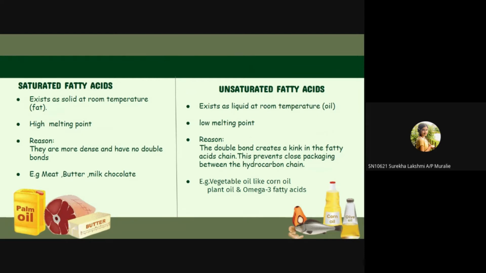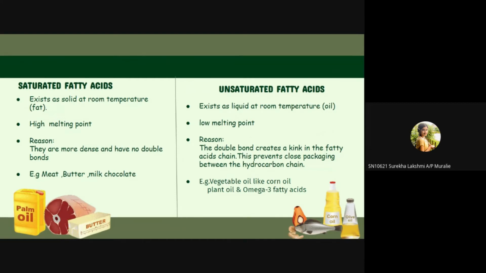Saturated fatty acids have a high melting point, meanwhile unsaturated fatty acids have a lower melting point. Now let's look at why the melting points of these two fatty acids differ. First, saturated fatty acids are more dense and have no double bonds. This causes the saturated fatty acid to have a higher melting point than unsaturated fatty acid. Meanwhile, for unsaturated fatty acid, the double bond creates a kink in the fatty acid chain. This prevents close packing between the hydrocarbon chains. Hence, unsaturated fatty acids have a low melting point.